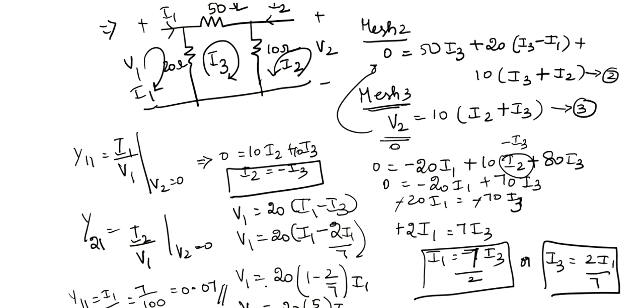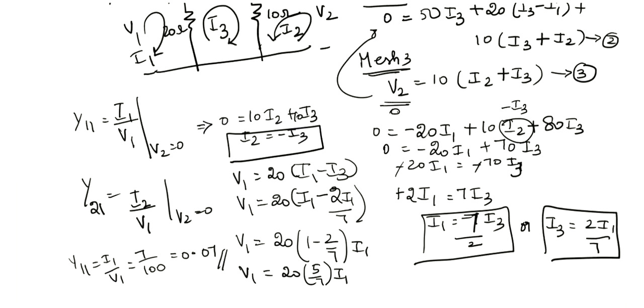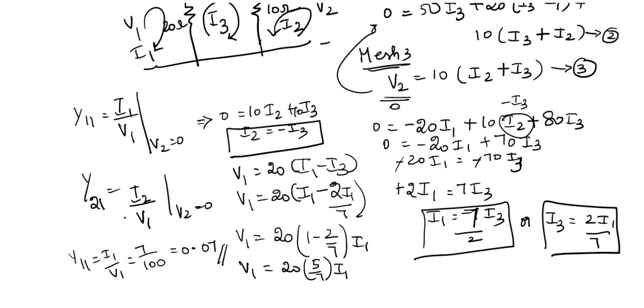And with the same concept, you can solve Y21 also. So for Y21 you need I2 by V1. V1 is there. This is the final equation: V1 equal to 20 I1 minus I3. I2 has the combination I3 equal to minus I2, so it can be directly changed. And I1, how is it changed? I1 is having the I3 by 2. Yeah, let us wait.